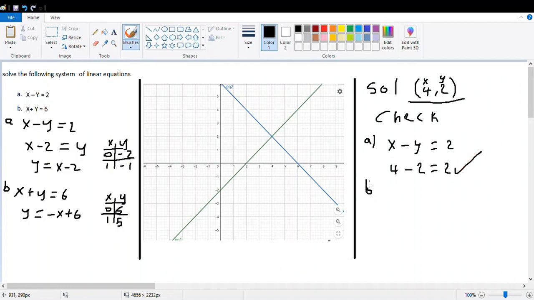Now exactly the same for the second one, and the second one is x plus y equals 6. One more time, replace exactly the same ordered pair. Then 4 plus 2 is equal to 6. If this is true, then it's because our solution is correct. And yes, it is.